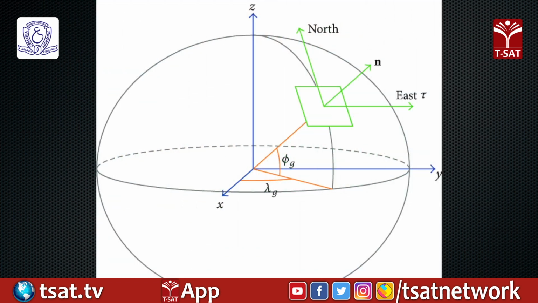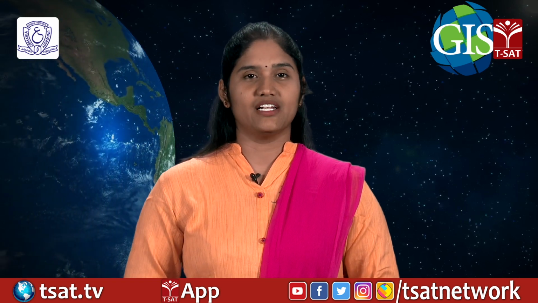In the plane coordinates, longitude values are equivalent to x values and latitude values are equivalent to y values. Longitude values are positive in the eastern hemisphere and negative in the western hemisphere, and latitude values are positive if north of the equator and negative if south of the equator.